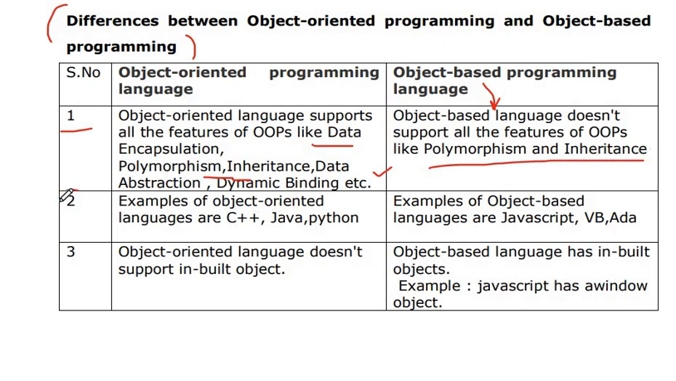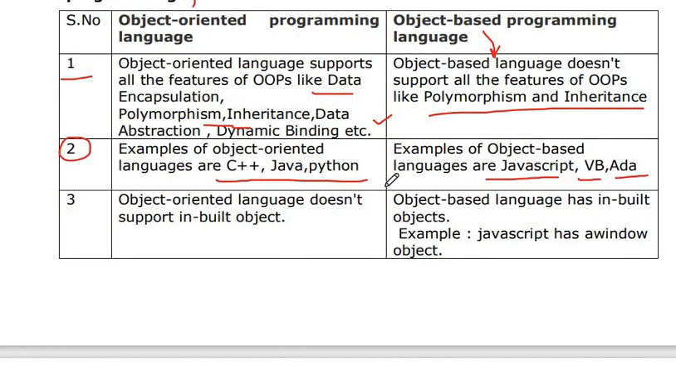Now let us see the second difference under the object-oriented programming language. Examples of object-oriented programming languages are C++, Java, Python. Now let us see the second statement under the object-based programming language. Examples of object-based languages are JavaScript, VB, and ADA. Next one. Let us see the third difference under the object-oriented programming language. An object-oriented language does not support built-in objects. Now let us see the third statement under the object-based programming language. An object-based language has inbuilt objects.